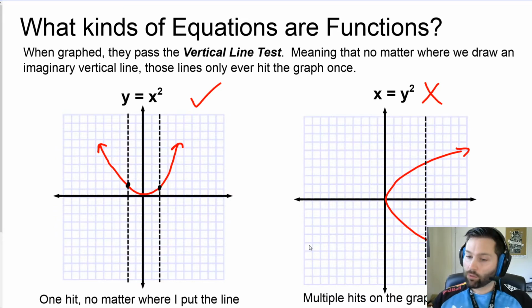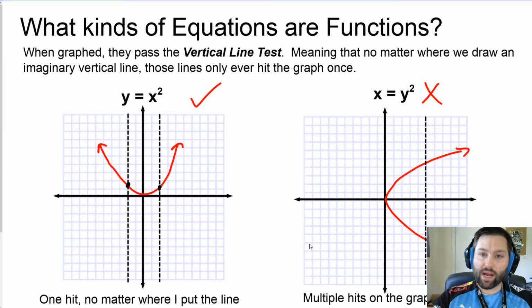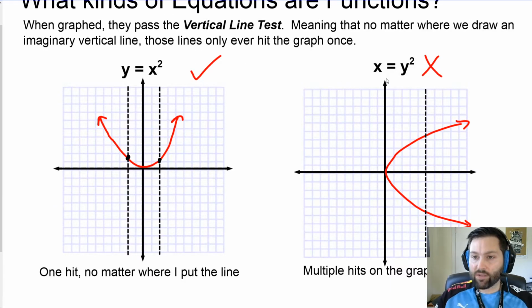For the other one on the right, there are multiple hits on this graph on the first line that I drew. I can, in fact, draw an imaginary vertical line that touches the graph just here at the origin. However, even though it passes the test at that one point, it has to pass the test for every point.